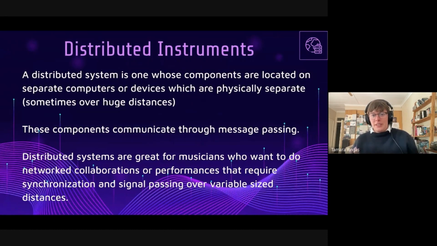Cool, so what are distributed instruments? A distributed system is one whose components are located on separate computers or devices, which are physically separate, sometimes over huge distances. These components communicate through message passing. Distributed systems are great for musicians who want to do networked collaborations or performances that require synchronization and signal passing over variable sized distances.